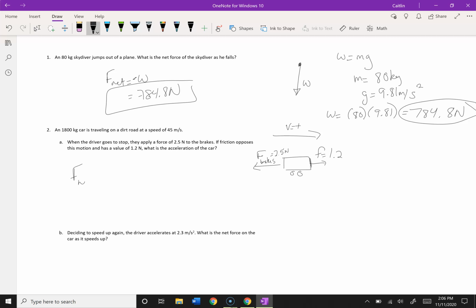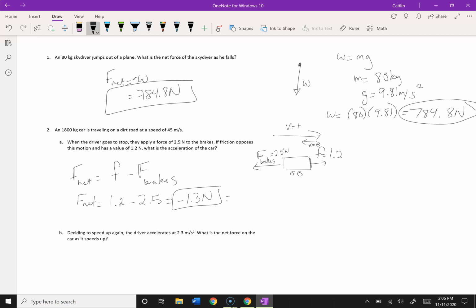In order to find F net, we're going to do F of the brakes. Oops, sorry. In this particular diagram, the friction force is positive, so we're going to do friction minus F of brakes. Remember, everything to the right is positive, everything to the left is negative. So our F net would equal 1.2 minus 2.5, which is a negative 1.3 newtons. Makes sense because acceleration should come out to be negative. If we're trying to brake, acceleration should be opposite of the direction of our motion. And since our motion is to the right, acceleration being negative would mean the car is going to start slowing down.